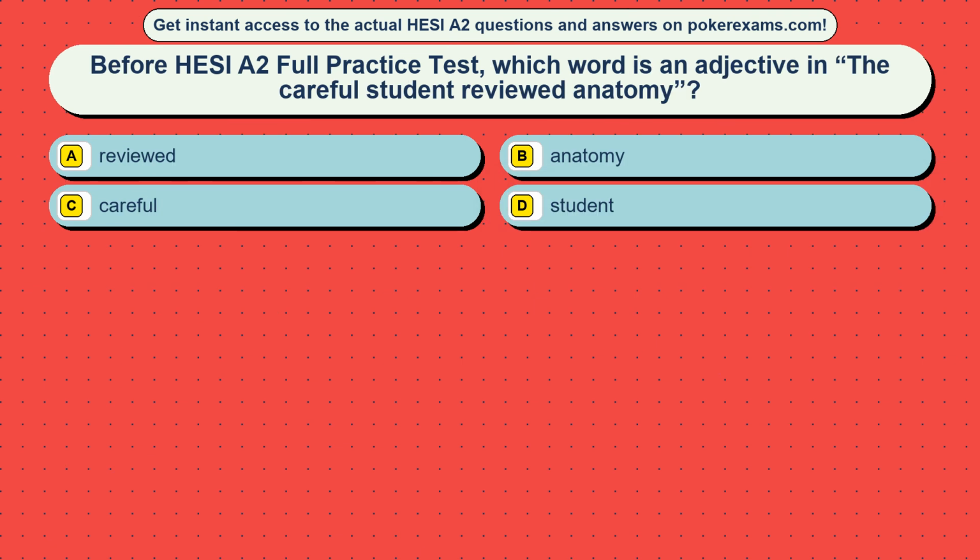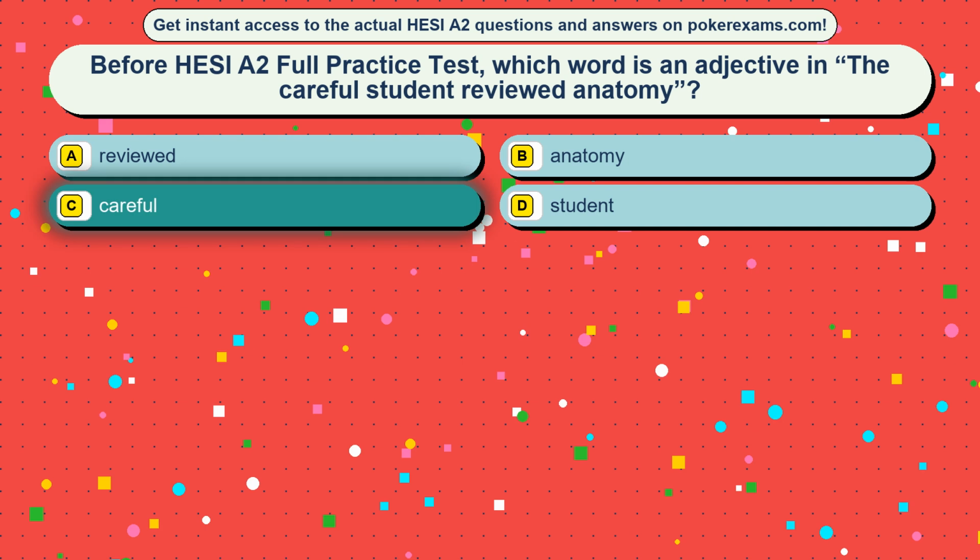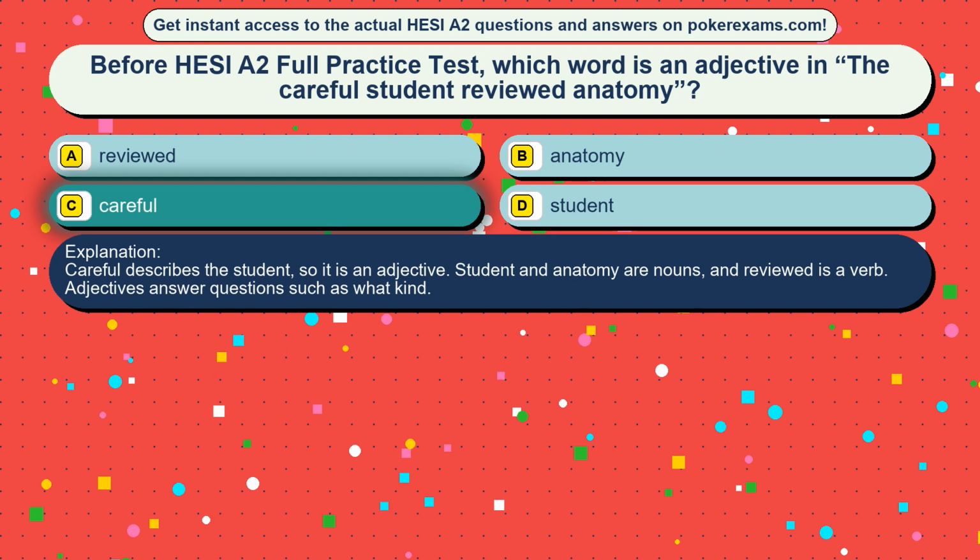Question 15. Before HESI A2 full practice test, which word is an adjective in the careful student reviewed anatomy? Option A, reviewed, option B, the anatomy, option C, careful, option D, student. The correct answer is option C, careful. Careful describes the student, so it is an adjective. Student and anatomy are nouns, and reviewed is a verb. Adjectives answer questions such as what kind.